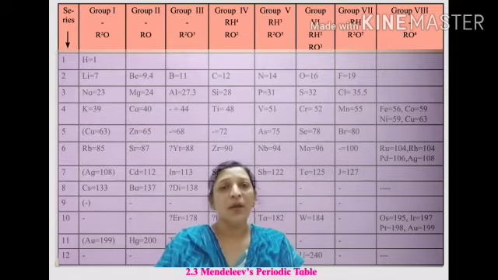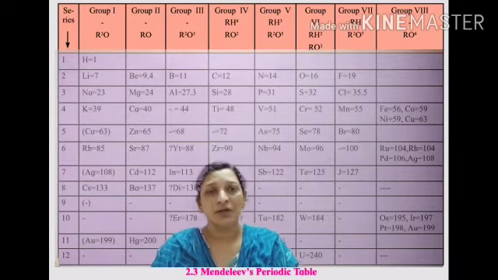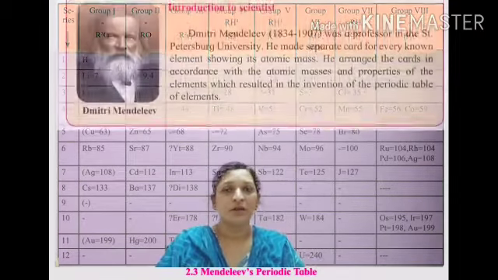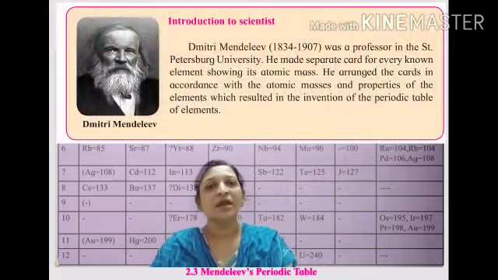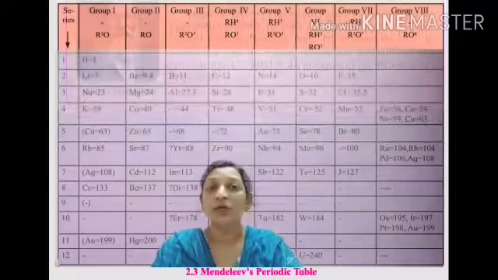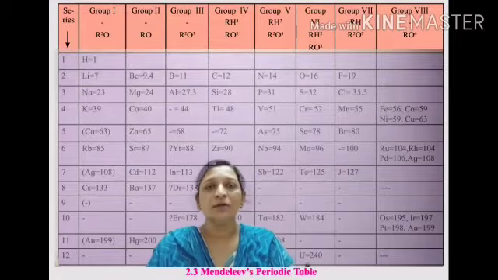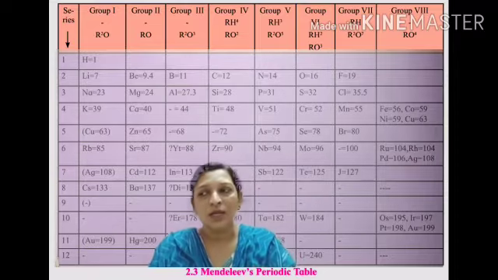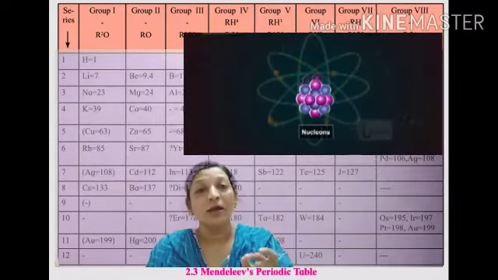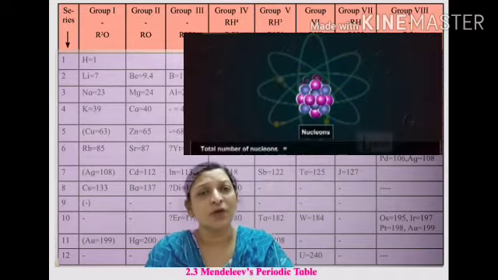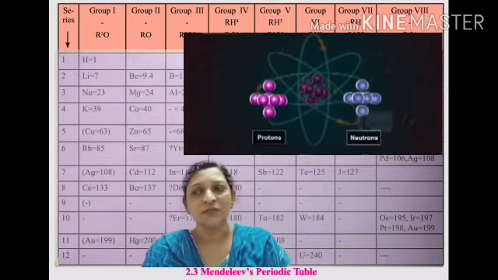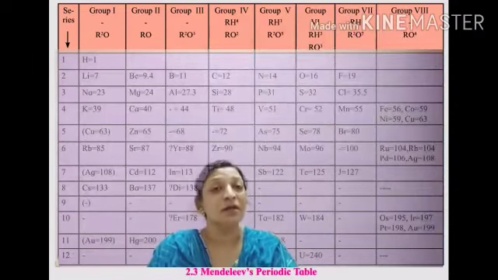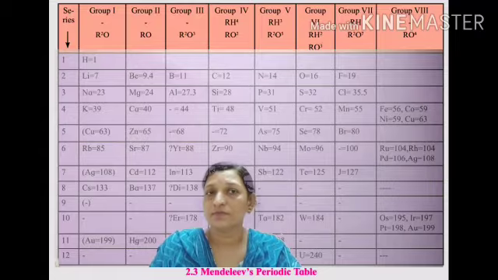So dear friends, Mendeleev was a Russian scientist. Dmitri Mendeleev, a Russian scientist, during the period 1869 to 1872, tried to classify elements on the basis of their properties. He considered that atomic mass is the most important fundamental property which an element possesses, and based on this, about 63 elements he arranged on cards.